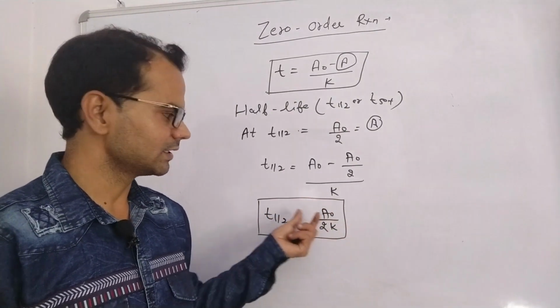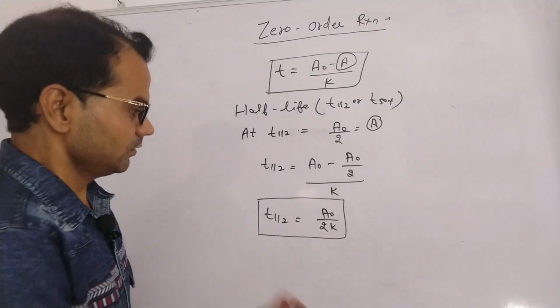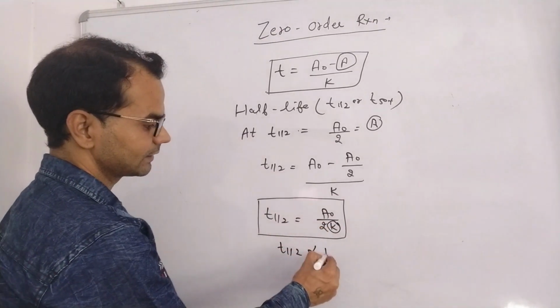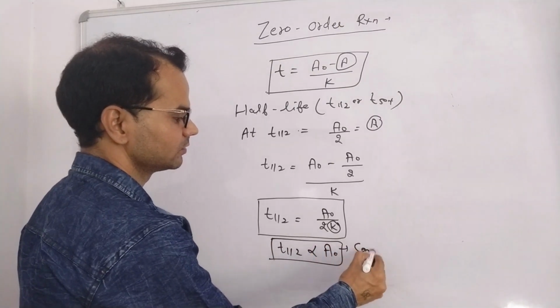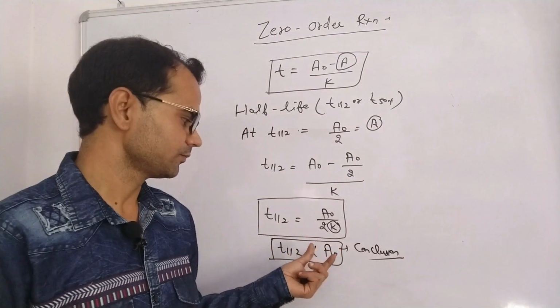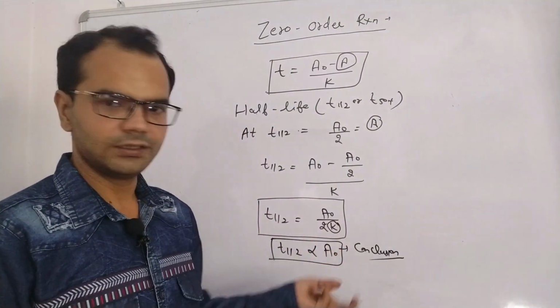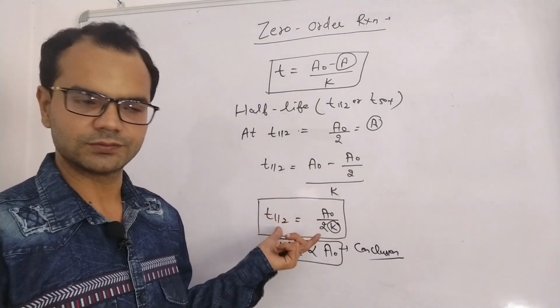A0 is the initial concentration of a reactant. Easy. K is a constant, so we can clearly say t half is directly proportional to A0. This is the important conclusion. t half is directly proportional to the initial concentration of a reactant. If we increase the concentration, definitely t half will be increased also.